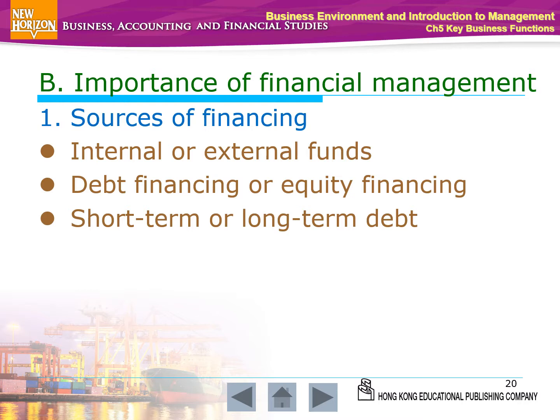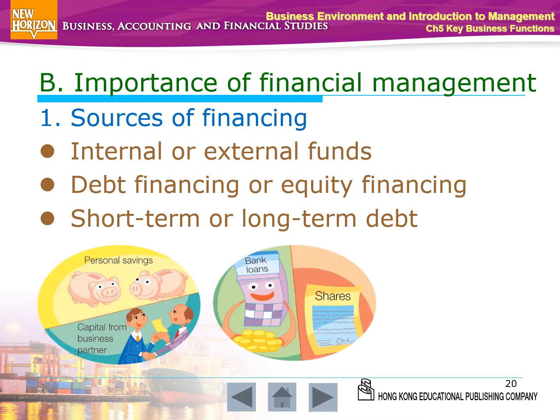Third one is short-term and long-term debt. Okay, we use 1 year to distinguish between short-term and long-term debts. For debts within 1 year, that means what we call mature. If the debt matures in 1 year, it's called short-term debt. More than 1 year, we call long-term debt. This is the picture for you to have a short conclusion.